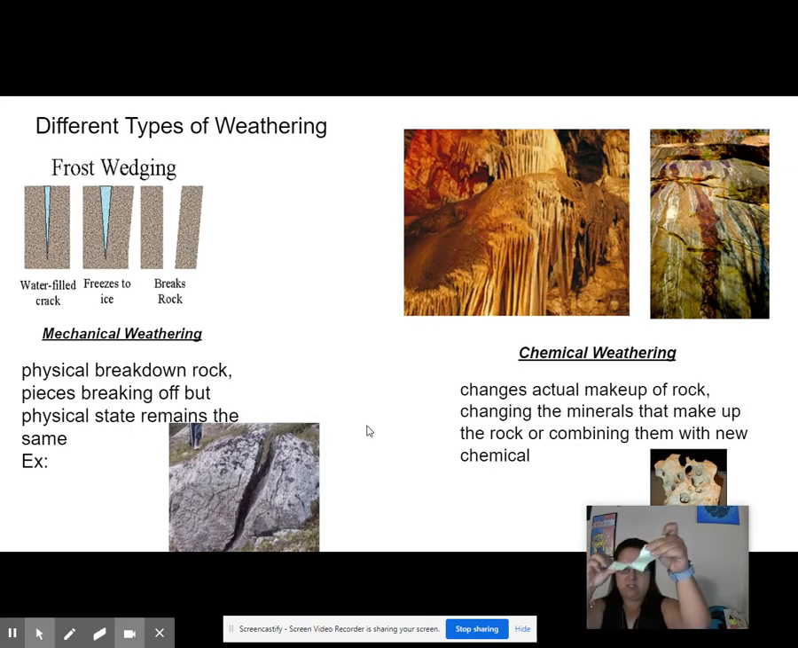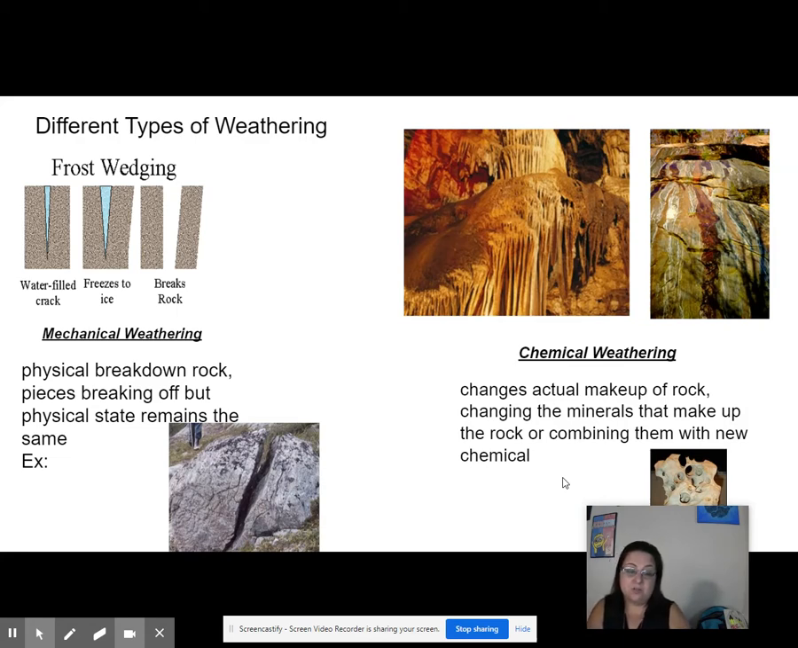and I am going to rip it. Okay, it's ripped, but it's still a sticky note. It's just ripped. On this side, we have chemical weathering. So it changes the actual makeup of the rock, changing the minerals that make up the rock or combining them with a new chemical.